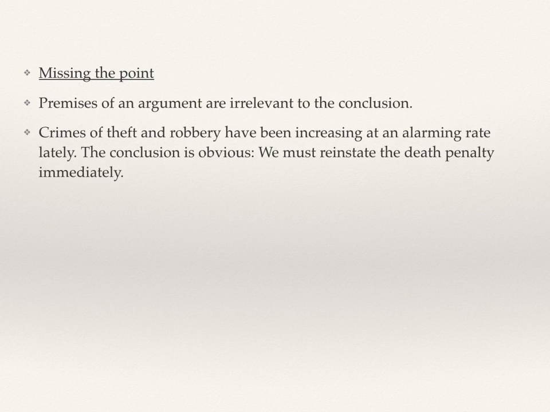So for instance, we could say crimes of theft and robbery have been increasing at an alarming rate lately. The conclusion is obvious. We must reinstate the death penalty immediately. So we can say that crimes of theft and robbery have been increasing at an alarming rate. So that's a premise. But do those premises support the conclusion about the death penalty? It doesn't seem very clear that it does. So that's the sense in which these premises are not relevant to the conclusion that's being asserted.